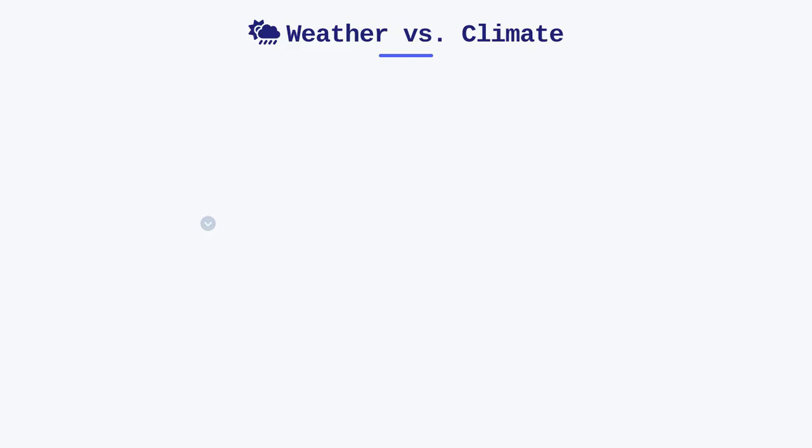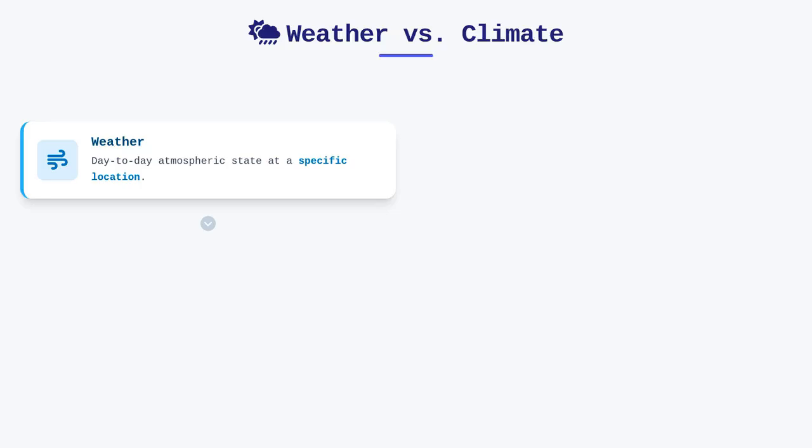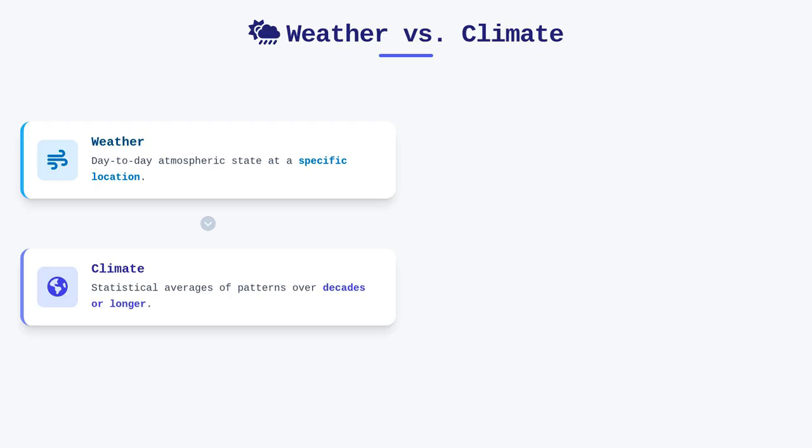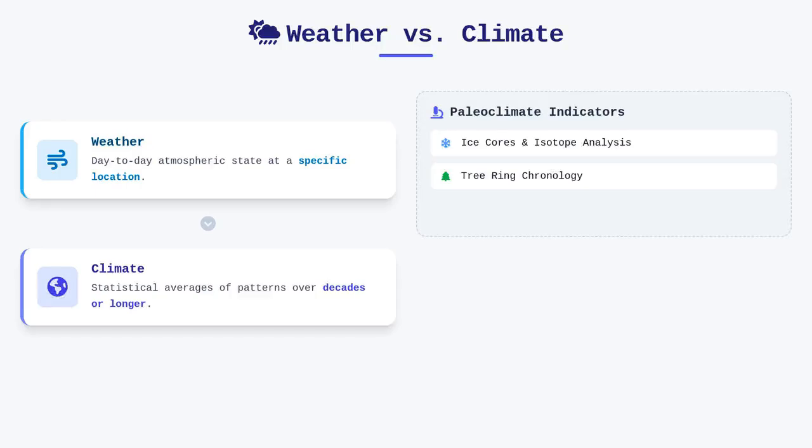The distinction between weather and climate is foundational to understanding the data we observe, with weather representing the day-to-day state of the atmosphere at a specific location, while climate signifies the statistical average of these patterns over extended periods, typically decades or longer. To look back, we rely on paleoclimate indicators such as ice cores, tree rings, and sediment layers, which utilize isotope analysis to reconstruct environmental conditions from long before humans recorded data.